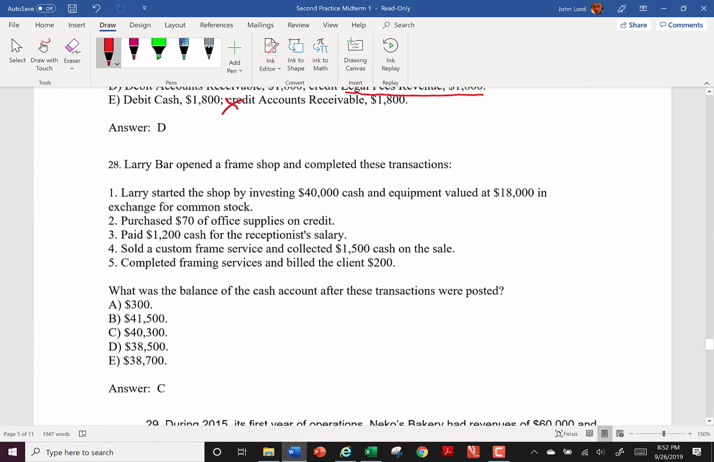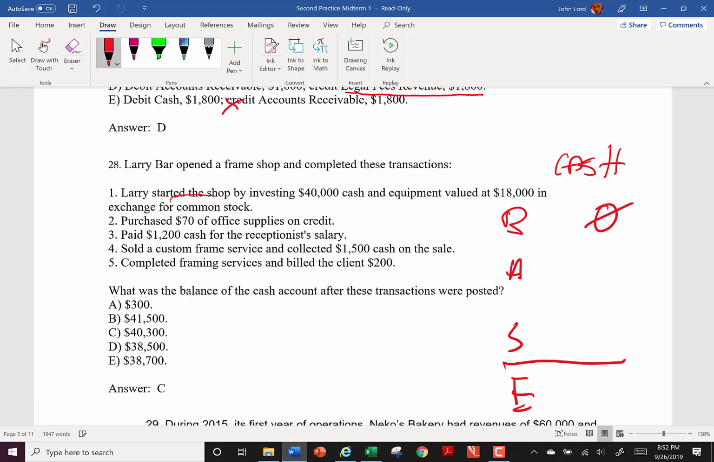Larry Barr, what is the balance of cash? How do we work this? Beginning balance, the adds, the subtracts, and they're asking me the ending balance, aren't they? I know we use that for retained earnings, but we can use it for any account, can't we? In this case, we're using cash. So what was the beginning balance? Well, the beginning balance was 0 because he just started the business, right? Then he put 40,000 cash in, didn't he? So that's going to be an add to the cash, 40,000.